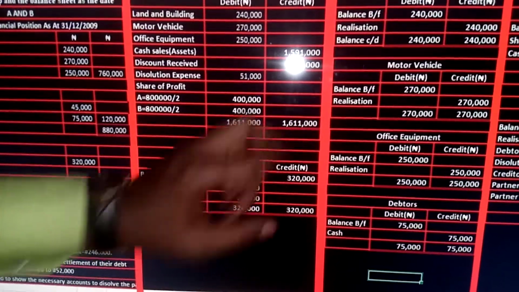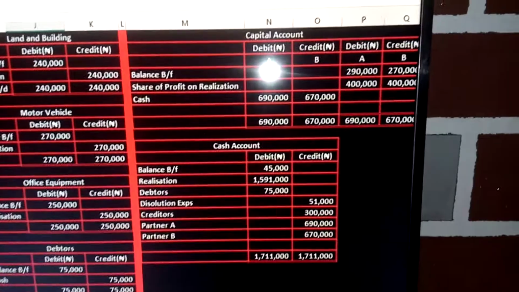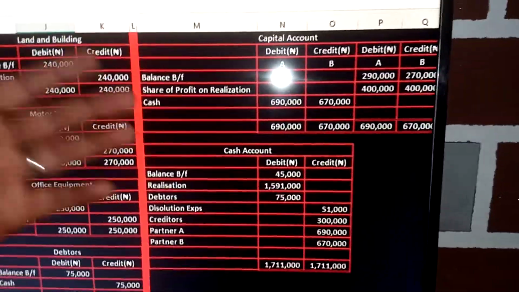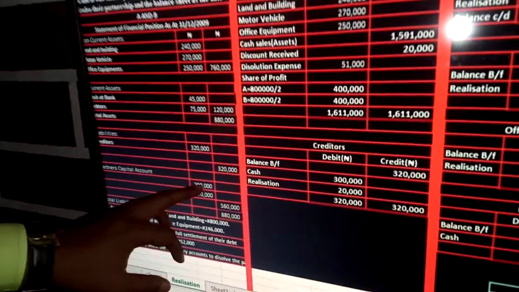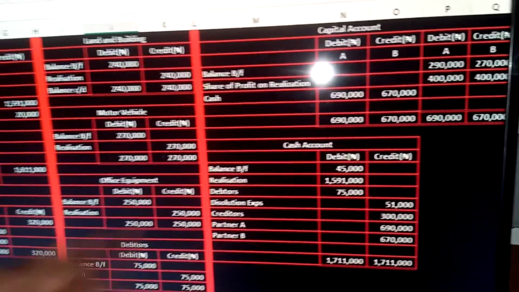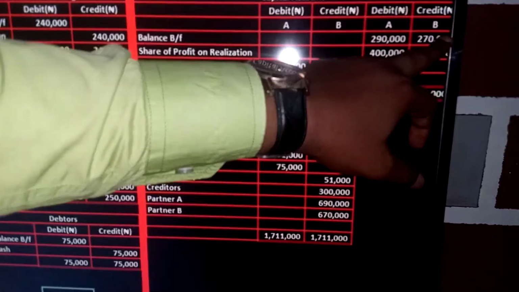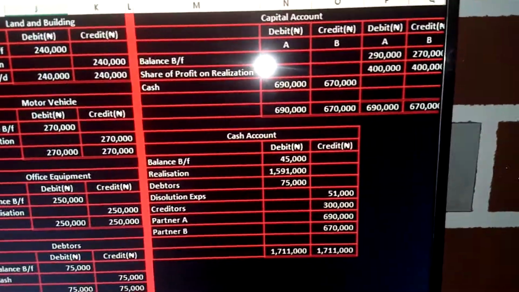So the next one now is the partner's capital account. So what's the balance brought forward? That's the partner's capital. Look at the balance sheet. Partner A has 290,000, partner B has 270,000. So you have balance brought forward. Capitals have credit balance. So balance brought forward is credited 290, 270. Okay? No partner is taking over any asset.